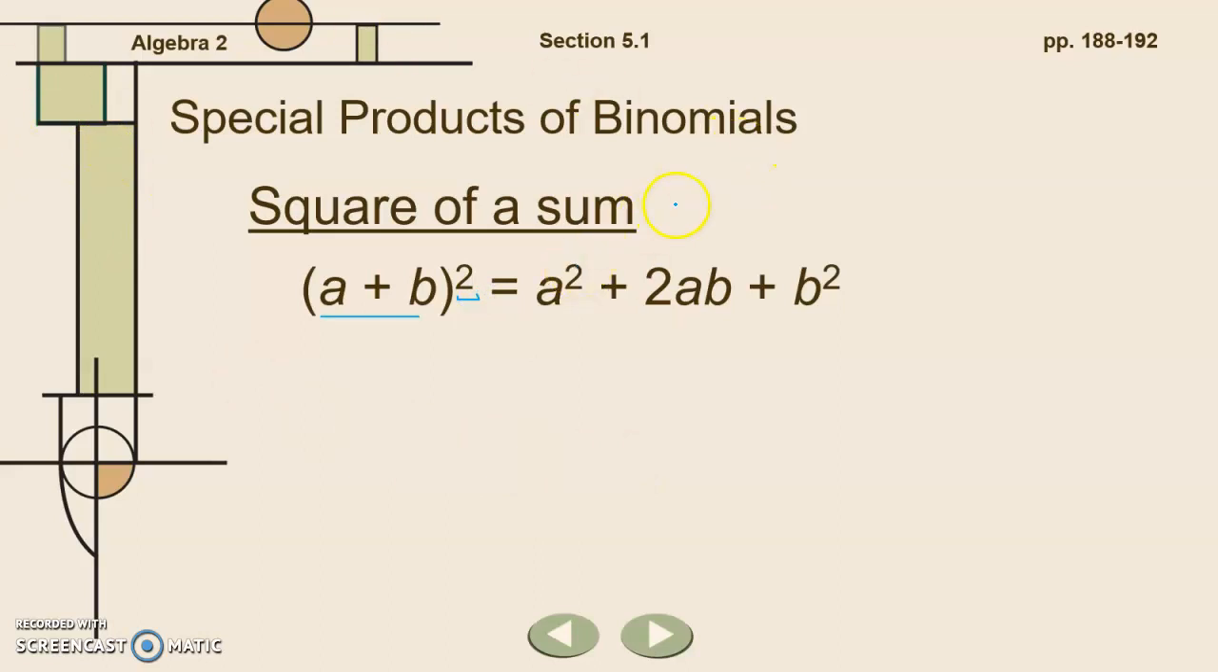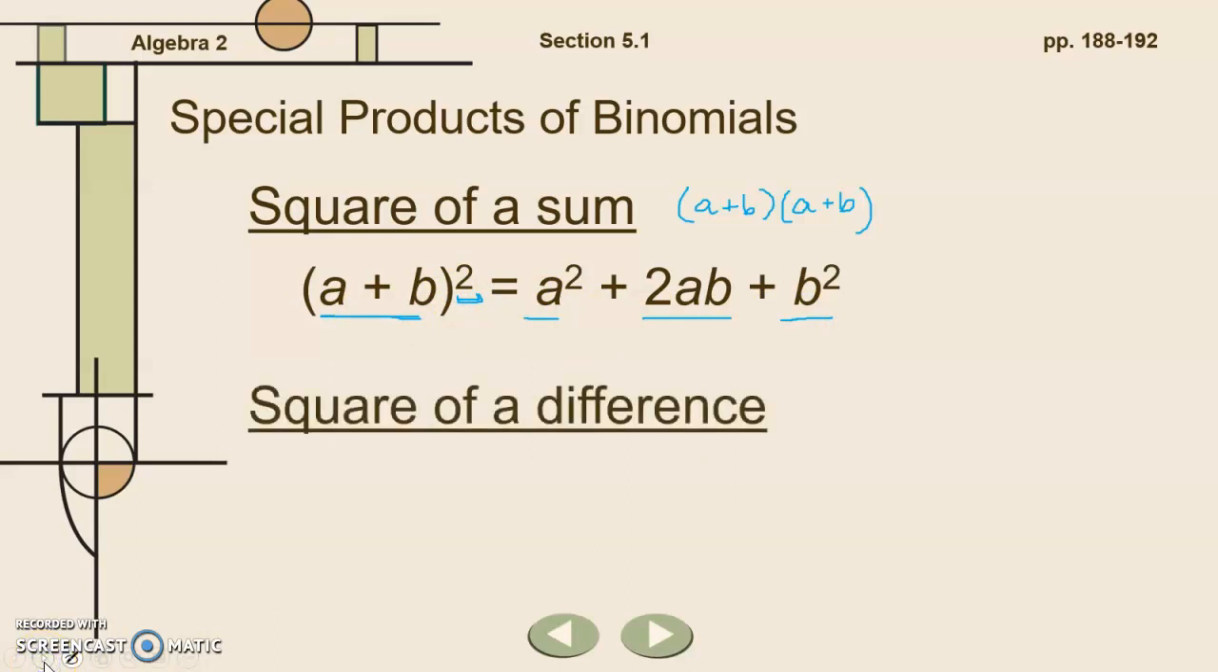Now we could rewrite this as two binomials, a plus b times a plus b, since squaring just means we're multiplying something by itself twice. And then we could FOIL, or we could use the vertical multiplication format, or we can just realize that, hey, this is a shortcut. This is a sum of squares, or square of a sum. And we can write that as a squared plus 2ab plus b squared. Again, we could plug some numbers in here, some variables, and test that out, which we will do in class. But for now, when you see a sum being squared, you don't have to FOIL. You can just take this shortcut.